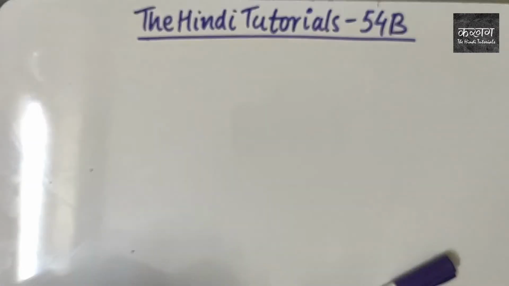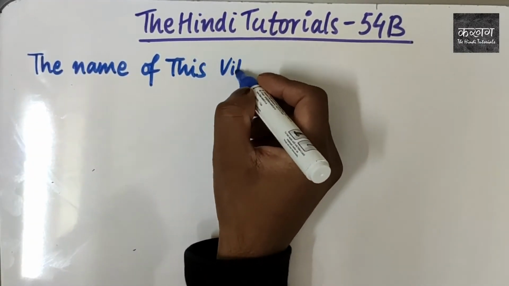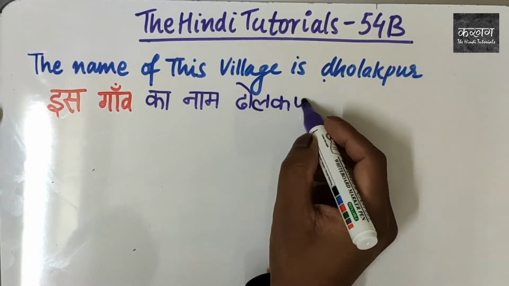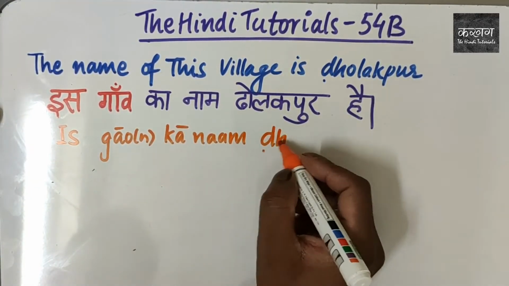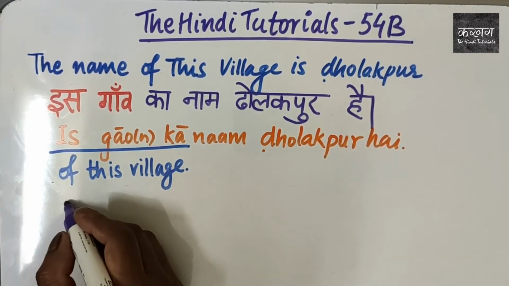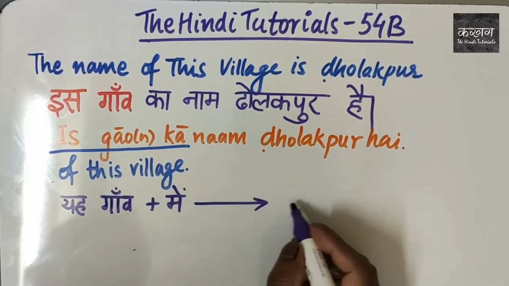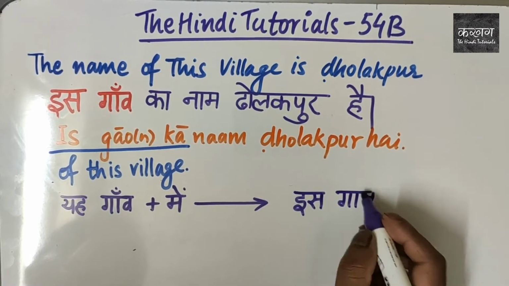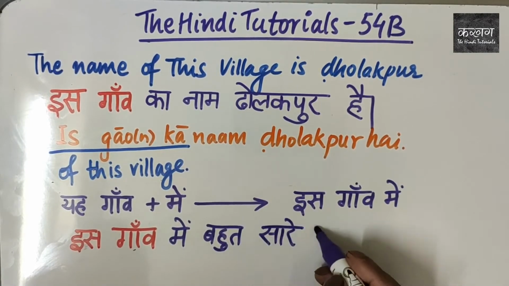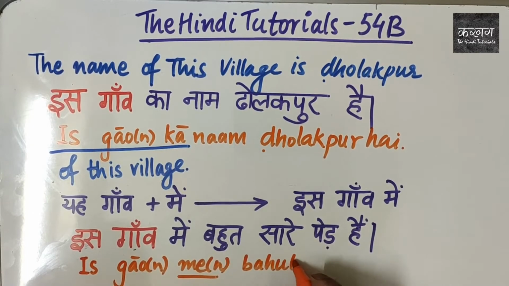So all the words that are related to a noun in oblique case also have to be in the oblique case. For example, if I want to say the name of this village is Dholakpur, in Hindi, I would say इस गांव का नाम ढोलकपुर है. इस गांव का, of this village. If we add में to ये गांव, it will become इस गांव में. For example, इस गांव में बहुत सारे पेड़ हैं. There are a lot of trees in this village.